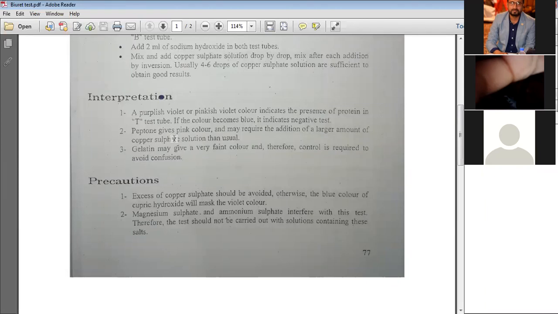Peptones give pink color. Peptones have lower molecular weight. These peptones are chains of amino acids, but their molecular weight is lower. If we partially digest the proteins, they will be converted into peptones. And peptones give pink color and may require the addition of a larger amount of copper sulfate solution than usual. Now, gelatin may give a very faint color and therefore a control is required to avoid confusion.